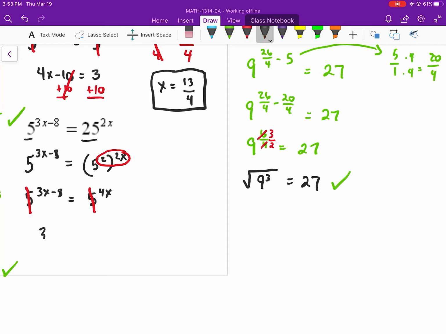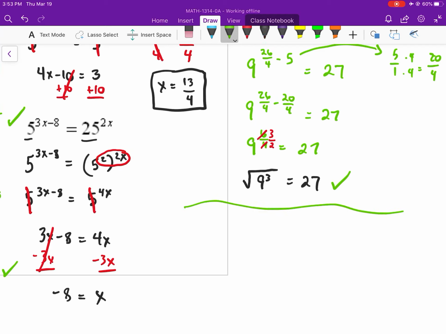Do we have common bases? Yes, we do. We can cross those out and set our powers equal to each other. Now we're just going to solve for x. So I'm going to go ahead and subtract 3x, since I see x's on both sides. We get negative 8 equals x. Yeah, just 1x. So x equals negative 8.